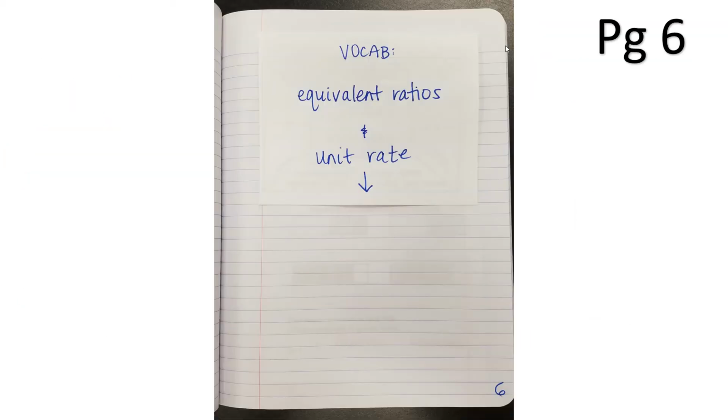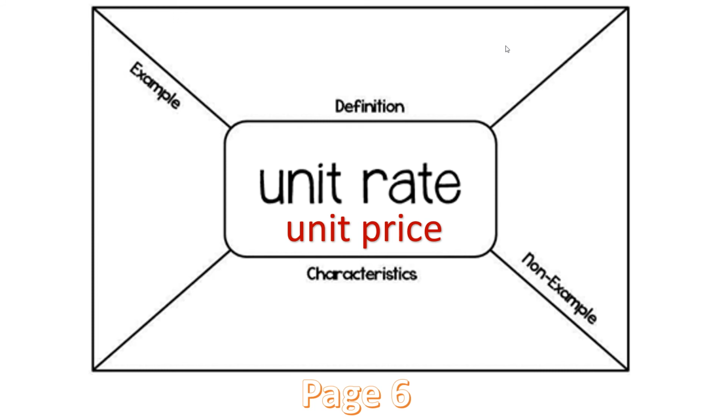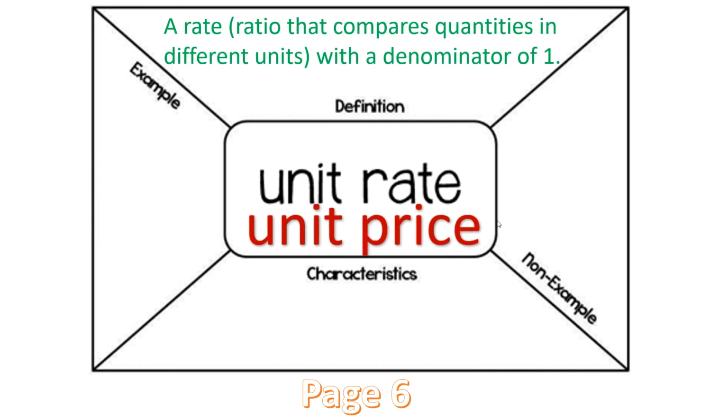Last but not least, you should go back to your vocab on page 6. We added it when we did equivalent ratios. So here's the unit rate or unit price. I would like you to add in unit price in your own handwriting. And then we have some vocab that's already done.